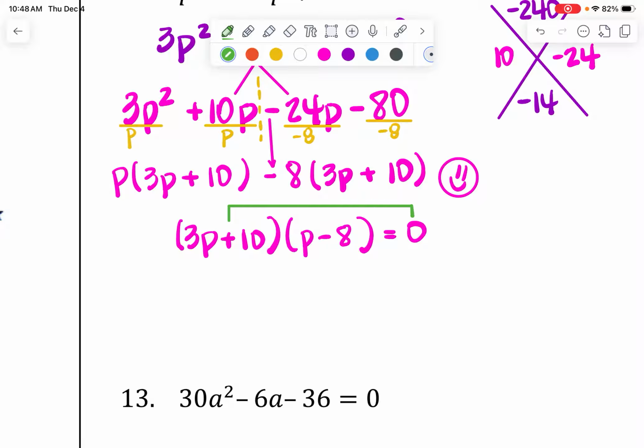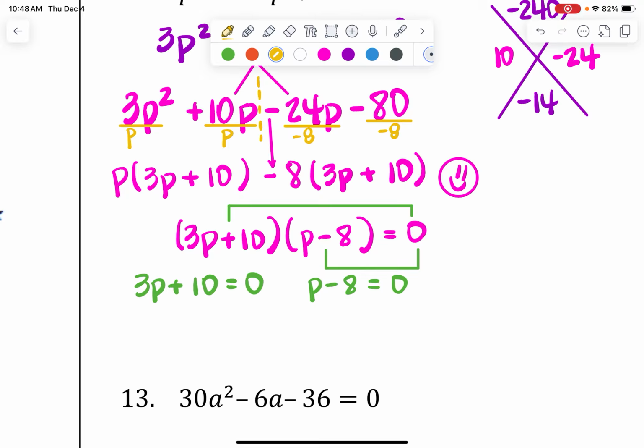Sorry, I know I'm like a broken record. And so I'm going to take each factor and set it equal to 0. So 3p plus 10 equals 0, and p minus 8 equals 0. Now, obviously, the second equation is super easy, because we're just adding the 8 to the other side. So that's just going to give us p equals 8.